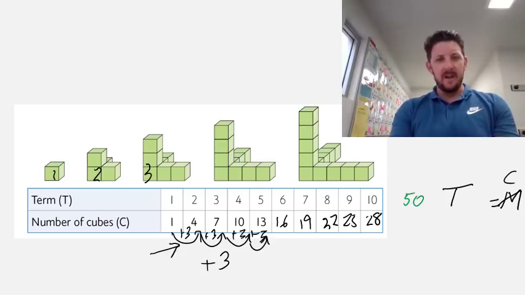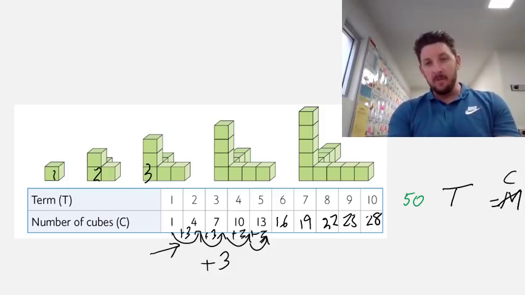Let's see if we can multiply it by 3. If I multiply it by 3, 1 times 3 makes 3, but I'm too big. Let's take 2, that makes 1. So let's try the next one. 2 times 3 equals 6, take away 2 equals 4. Oh, that's working. 3 times 3 is 9, take away 2, that's 7. 4 times 3 is 12, take away 2 is 10. I think I've got it.